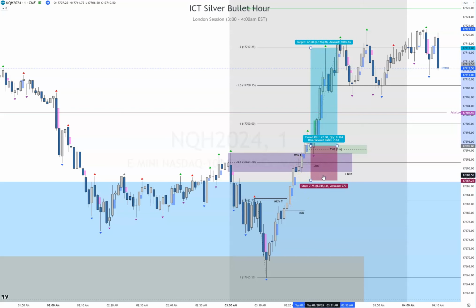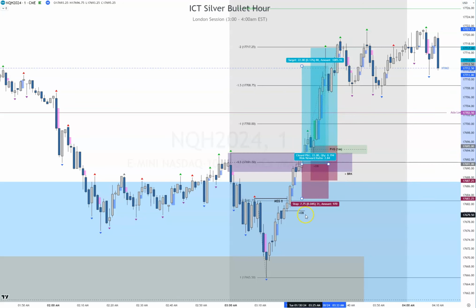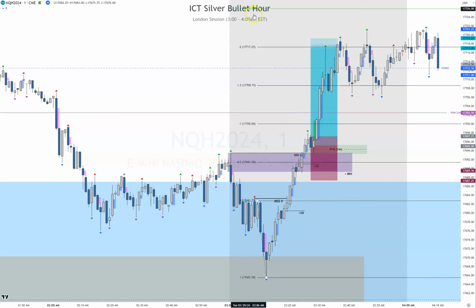So let me show you where you could have entered here. You could have entered right here on that order block. You could have entered right here on this order block. That would have been pretty aggressive. So just showing you that. Oh, there's only 2 right there. So that's your London silver bullet for Tuesday, January 30th.